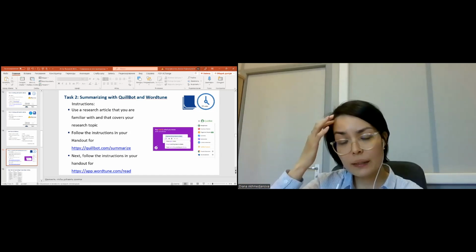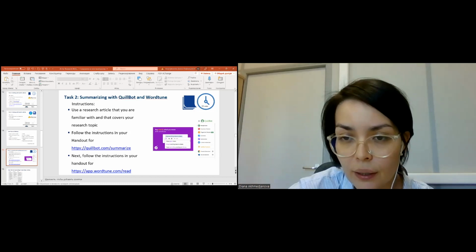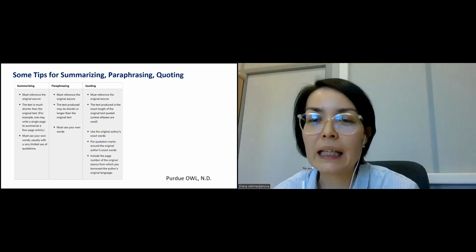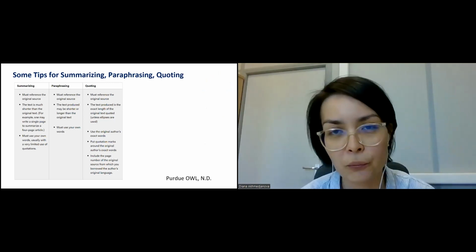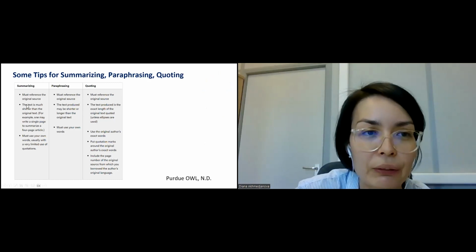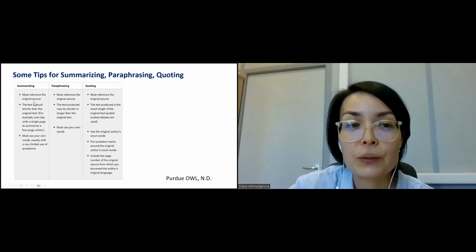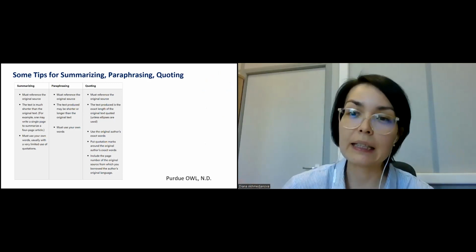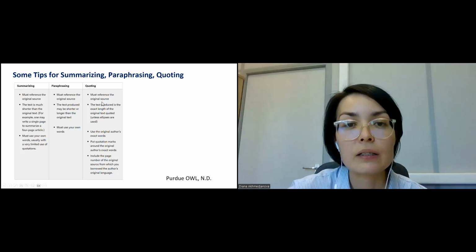All right, I hope that most of you are done, and let us move on to the next part. I want to remind you of a couple of important things when summarizing, paraphrasing, or quoting. Again, I use this information from the Purdue Online Writing Lab, and if you look at this table, the first bullet point, you can see that for all of them, summarizing, paraphrasing, and quoting, you should always reference the original source. And at least in my personal experience, these tools don't really provide it. Okay, so you have to keep this in mind.